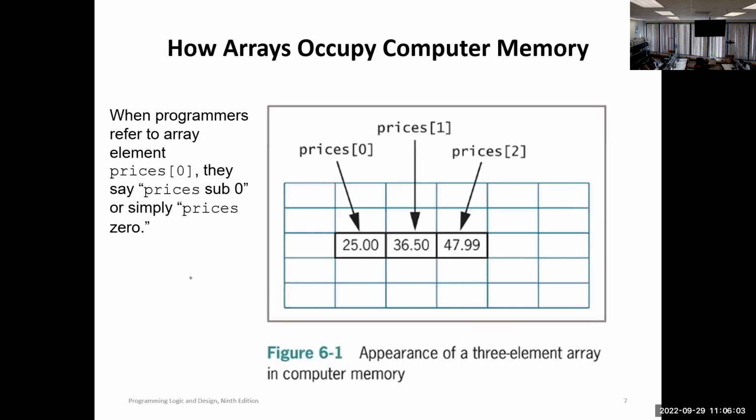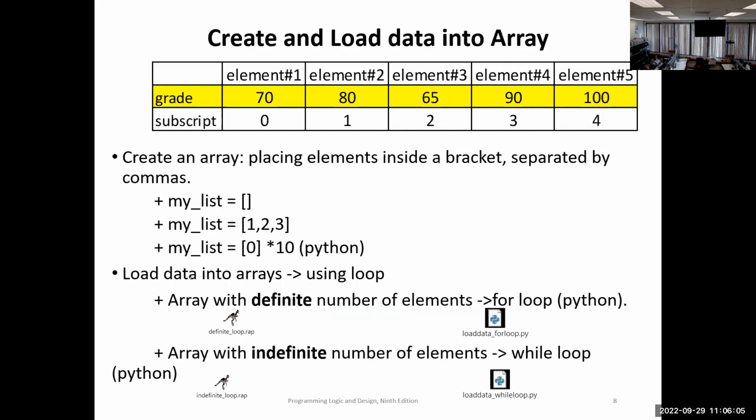Okay, that's why you store it here, right? So how can you create the array? You just place the elements inside the brackets, separated by commas. So think about this one. I create my list. It's an empty list. Or I have my list here, 1, 2, 3, that has 3 elements.